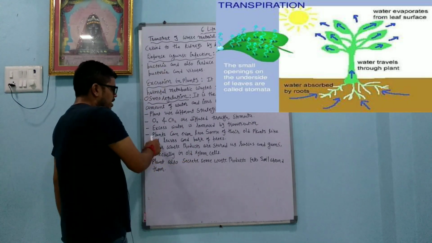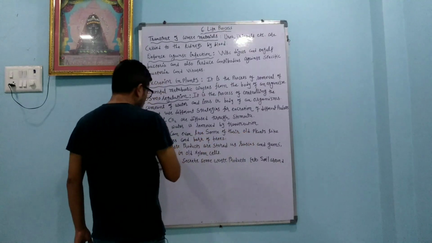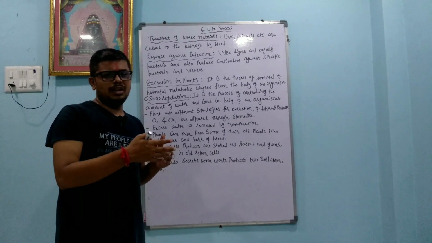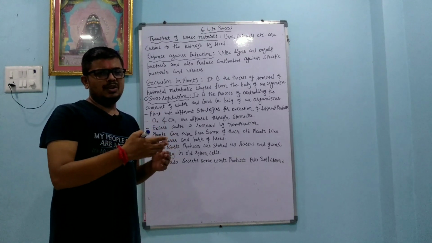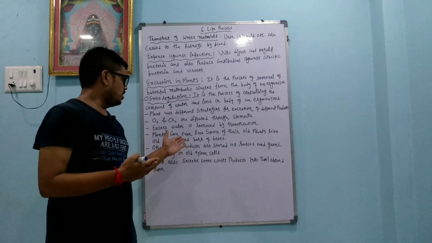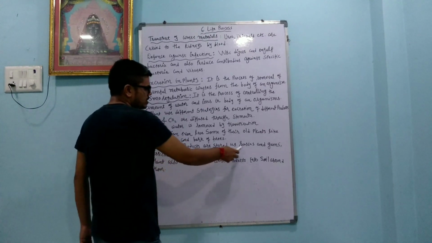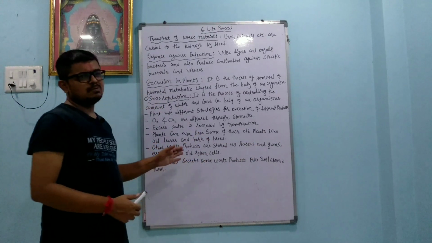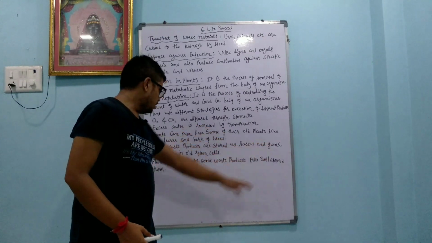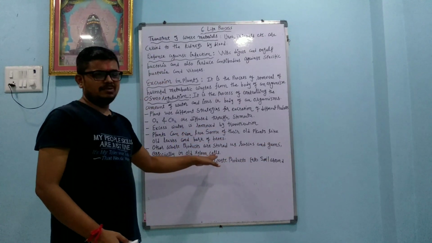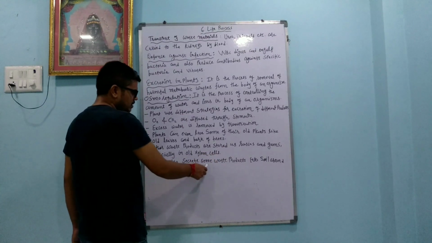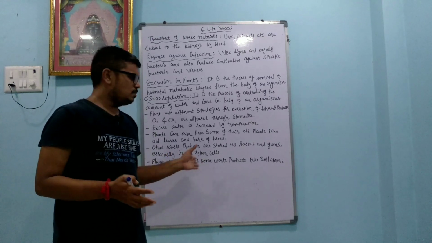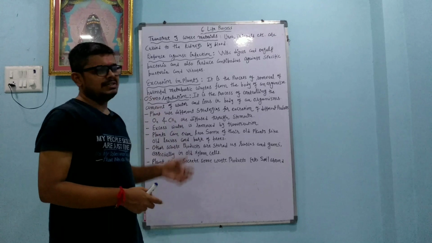Plants can even lose some of their old parts, like old leaves and the bark of trees. Other waste products are stored as resins and gums, especially in old xylem cells. Plants also secrete some waste products into the soil around them, which continues the excretion process.